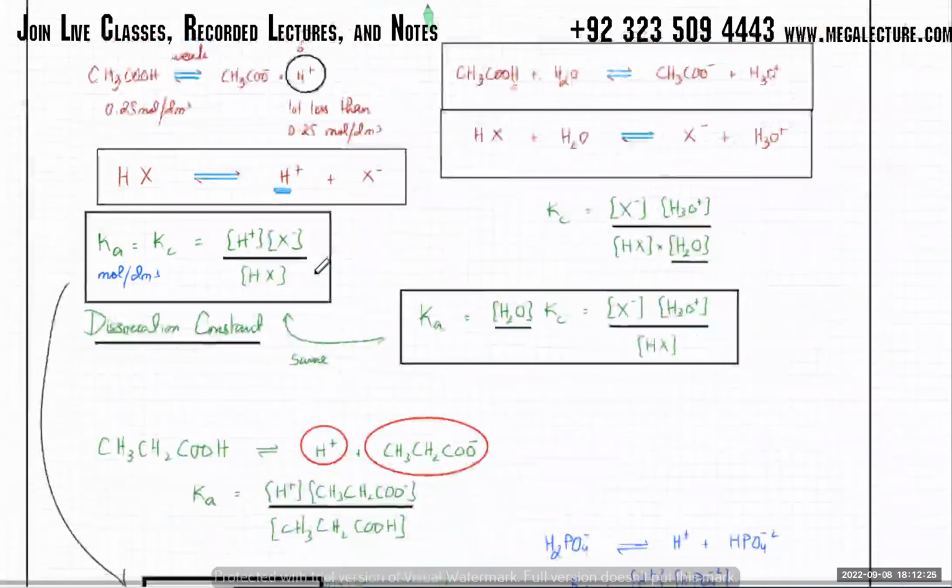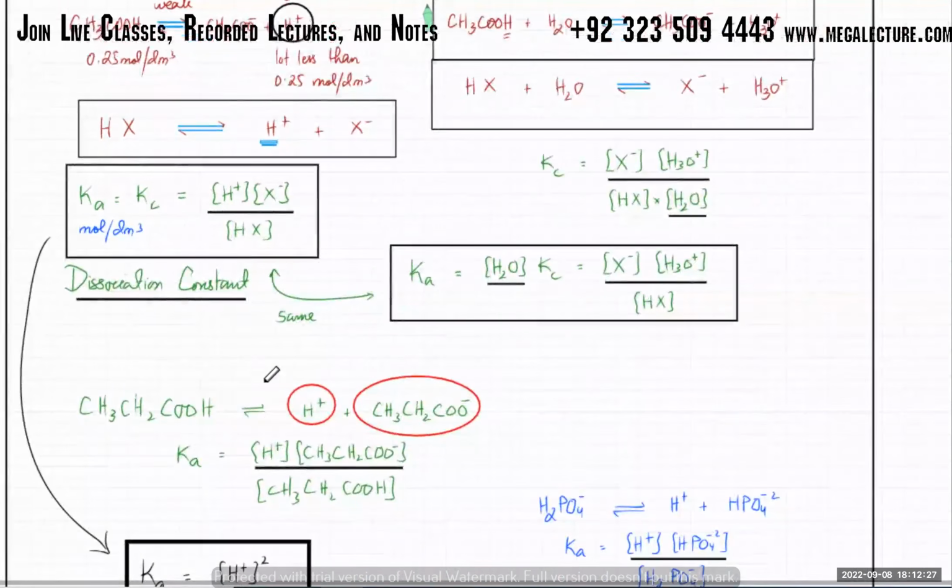Just for example, if you take propanoic acid, it's going to produce H+1 and it's going to produce propanoate ions. So the K expression will be H+1 into propanoate ions divided by propanoic acid concentration.